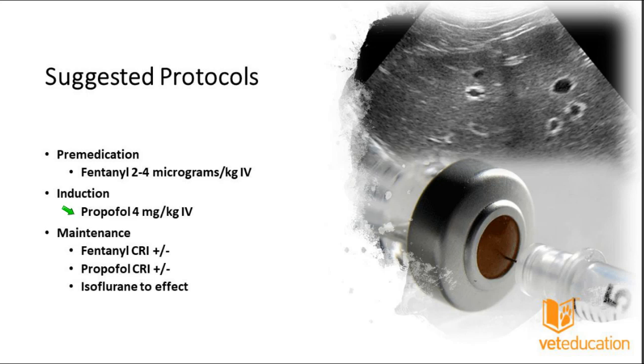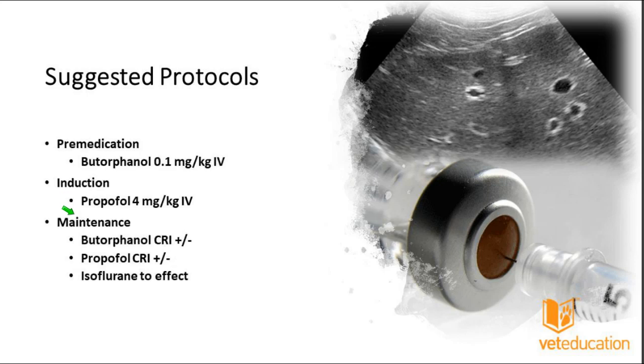Note that I'm using two-thirds of the calculated induction dose of what I would normally do. That's what I'm going to draw up in a syringe. The normal dose is 6 milligrams per kilo of propofol. I'm going to draw up 4. I might only use 1.5 or 2 milligrams per kilo. I'm just going to take my induction really slow, over about 2 or 3 minutes, to try to get to the stage where you're happy to intubate your patient.